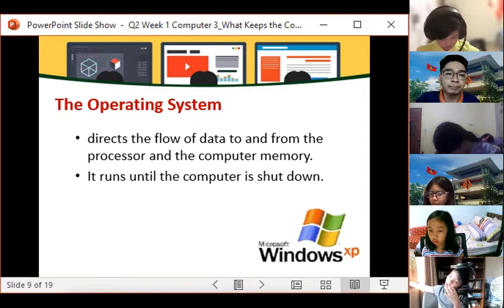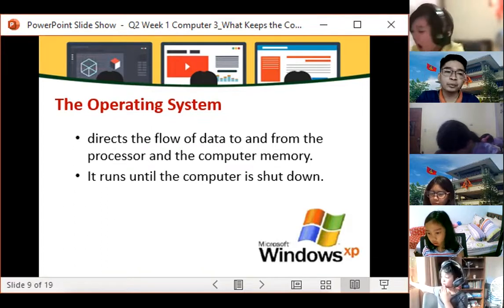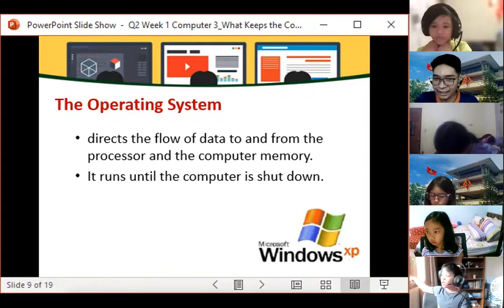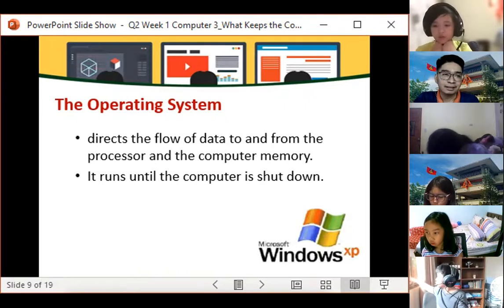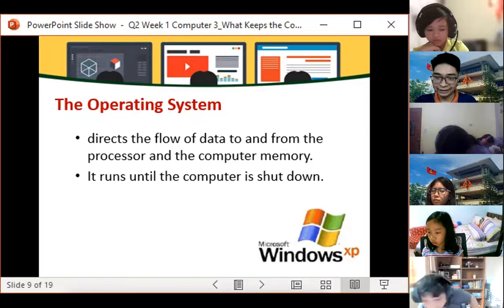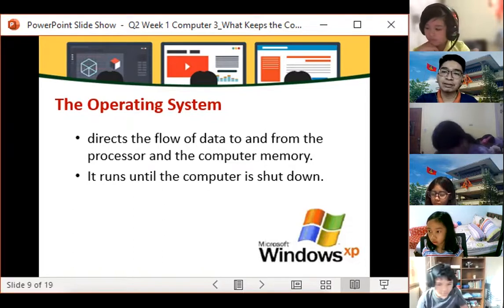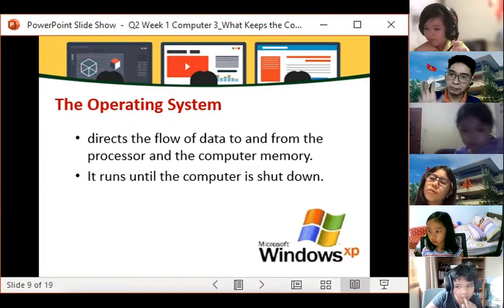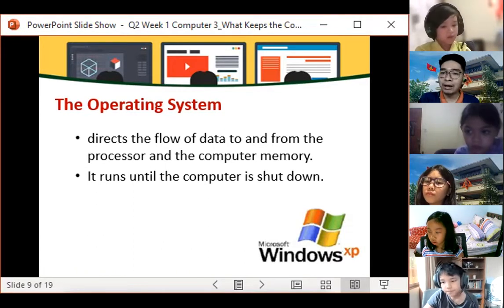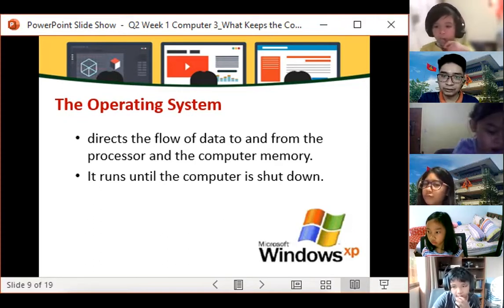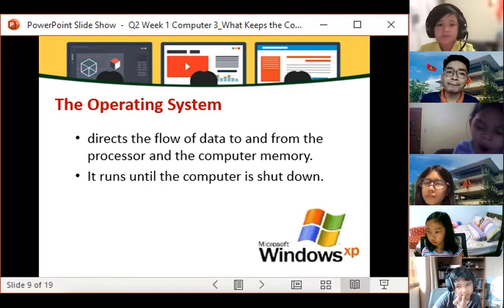It runs until the computer is shut down. So, kung 24 hours, pinapagana ng computer mo, hindi mo na pinapatay, maghapon din na nagtatrabaho si operating system para sa iyo. Okay? At take note, kapag ganun yung ginagawa nyo sa computer nyo, mas madali siyang masisira. Kasi nga, we can compare the computer to a human being. Kung ang tao nga, napapagod, yung computer napapagod din. So, kailangan din yung computer na pahinga.